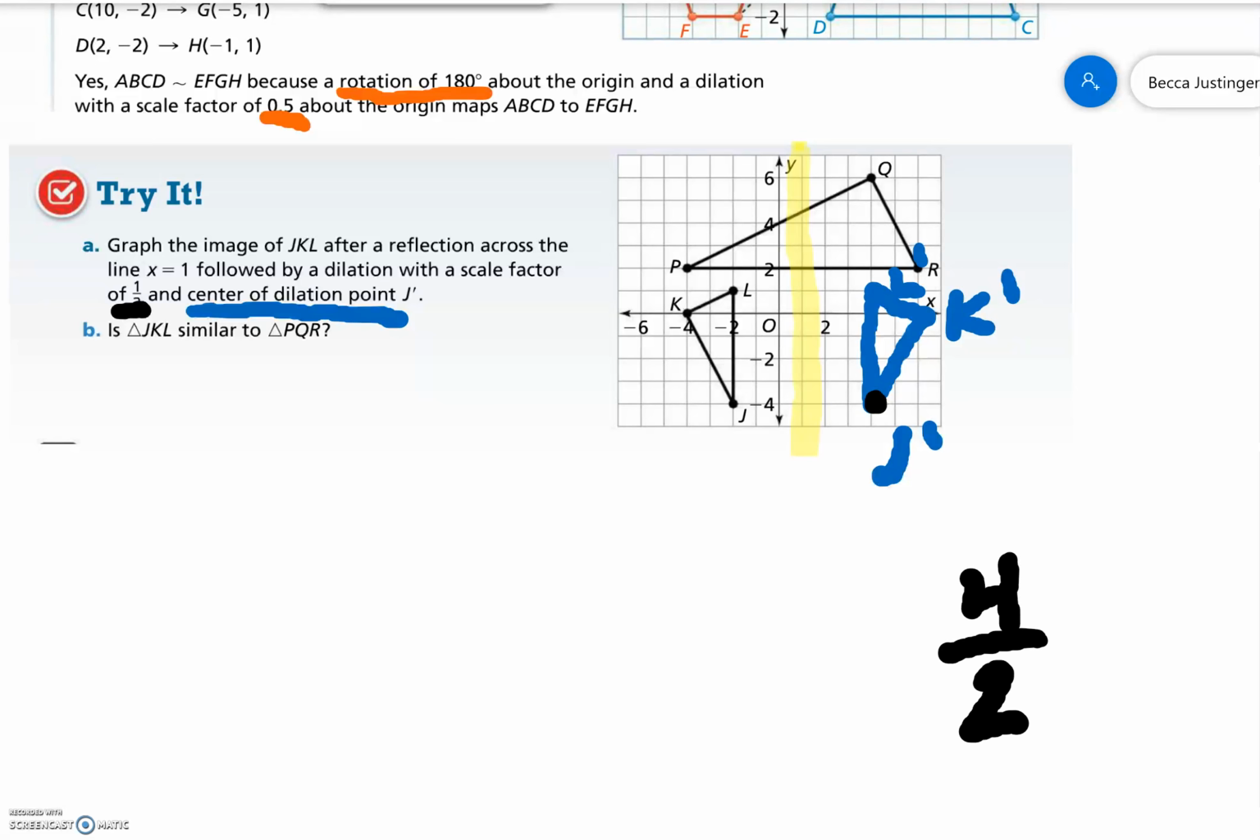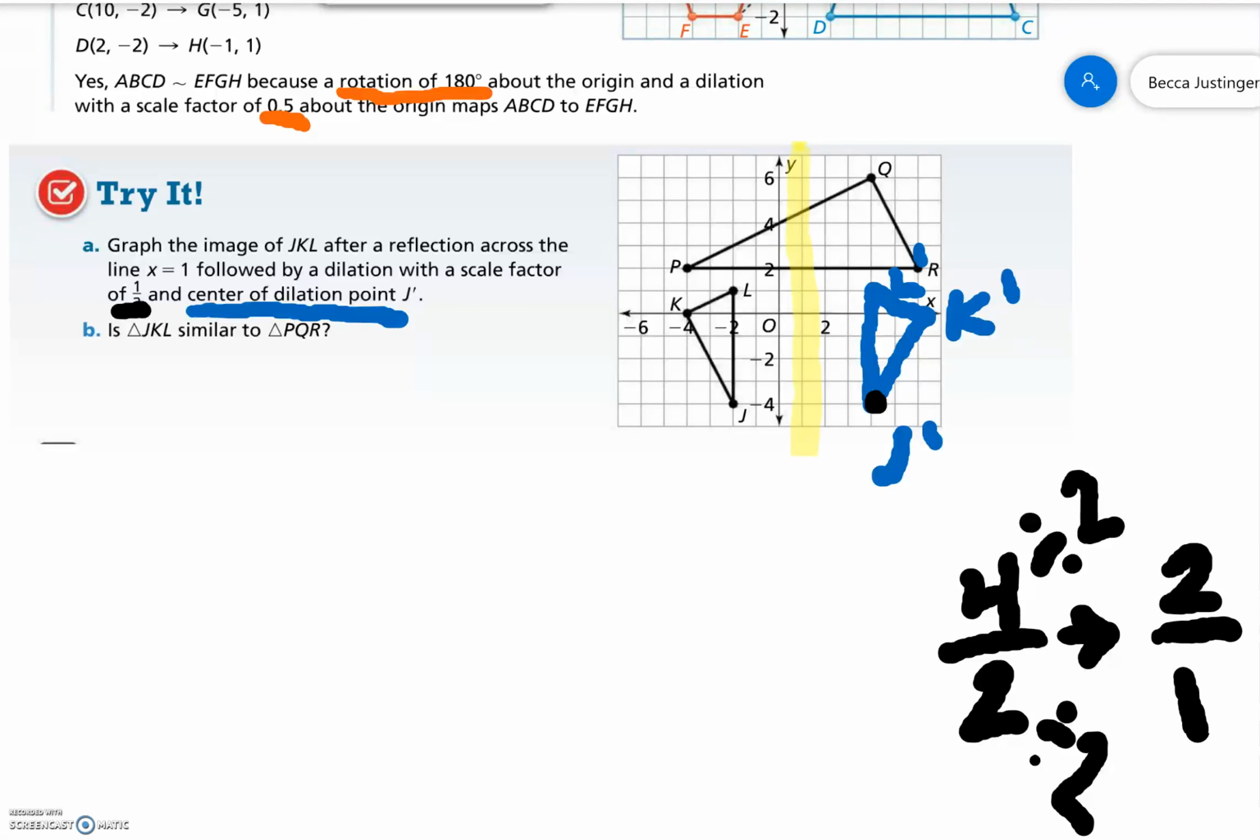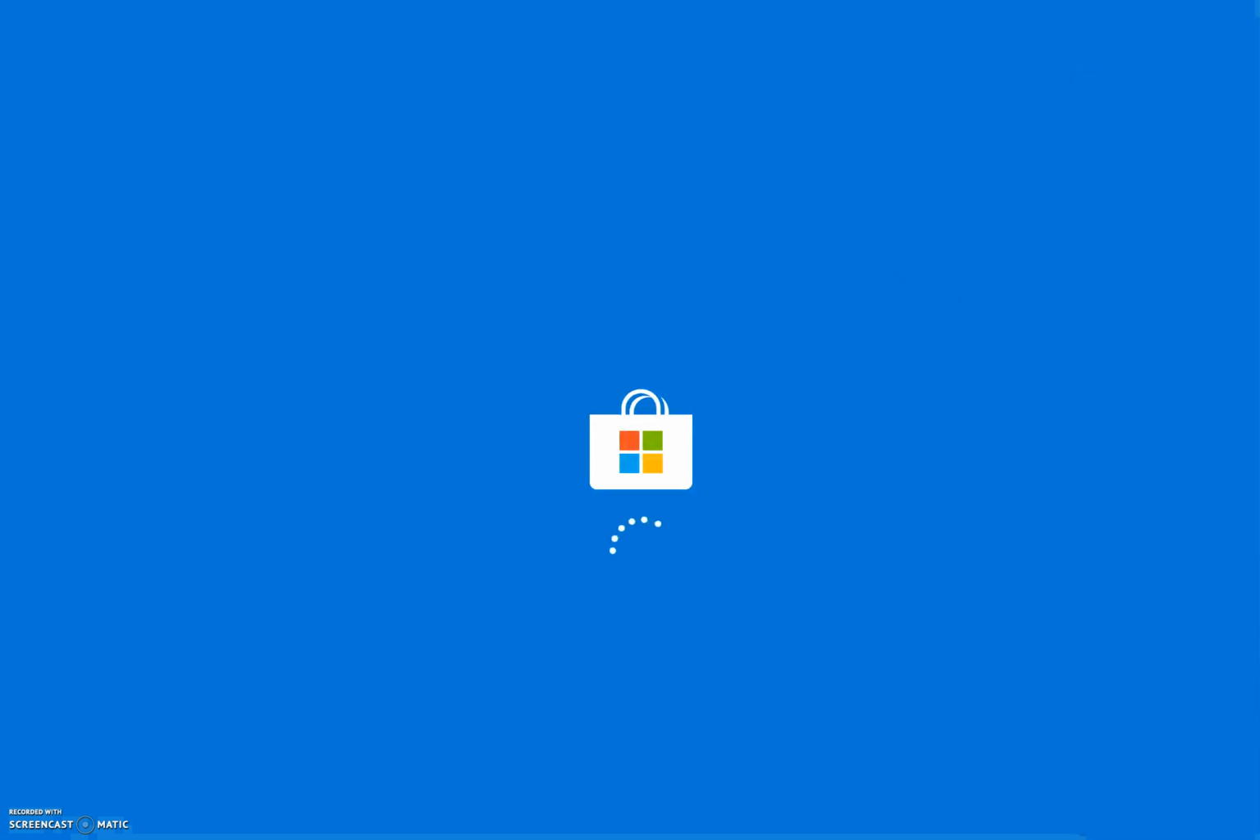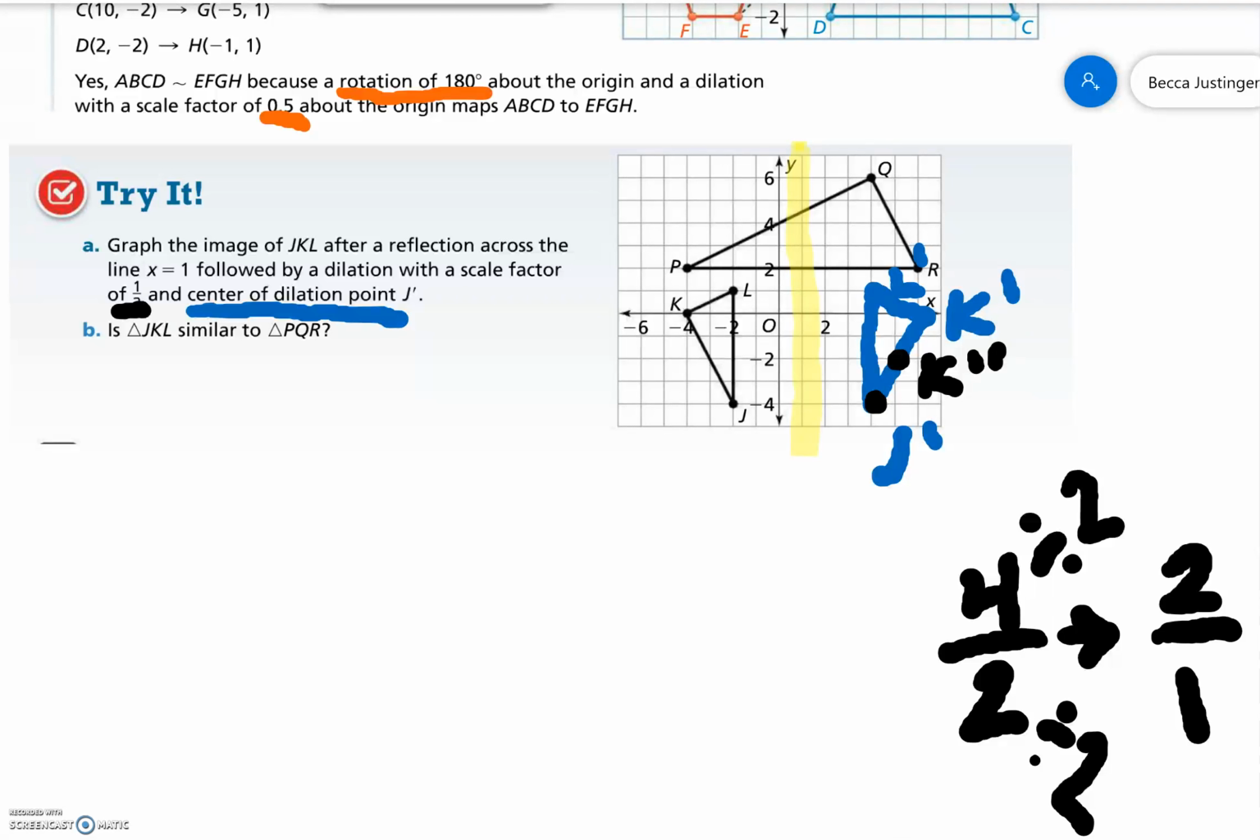But if we wanted to decrease that by half, divide both by 2. That would give us 2 over 1. So instead of up 4 over 2, we're going to go up 2 over 1, and this is going to be our K double prime. Now J is 0 points away. Why does that always happen? J is 0 points away from itself, so J double prime is the same as J prime.